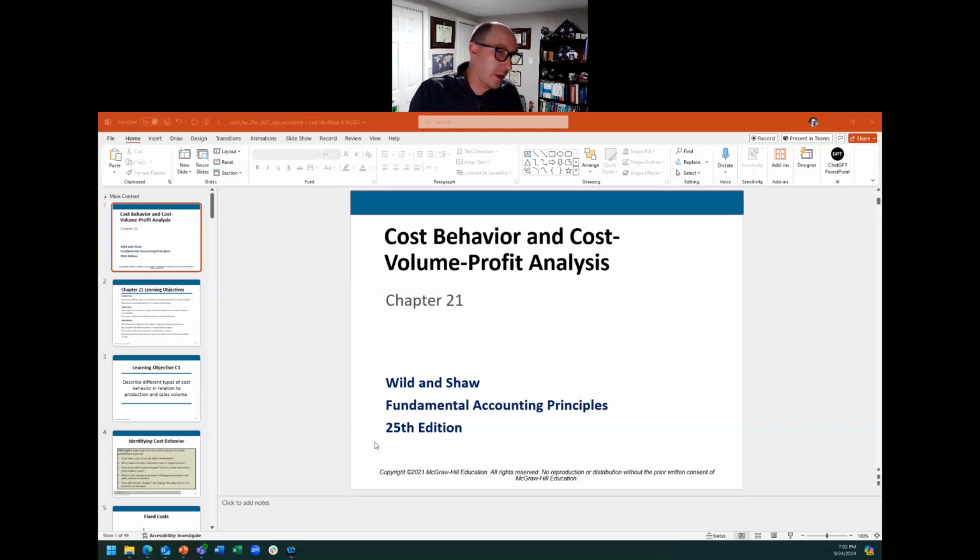So here we are in chapter 21. Cost behavior and cost volume profit analysis, which is a fancy word of saying break even. I'm going to talk to you about concepts of break even and generating a profit and all the important stuff of analyzing the business from the inside based off of cost and how to generate profit, right? That's what this chapter is all about.